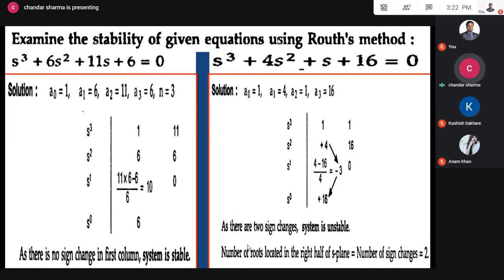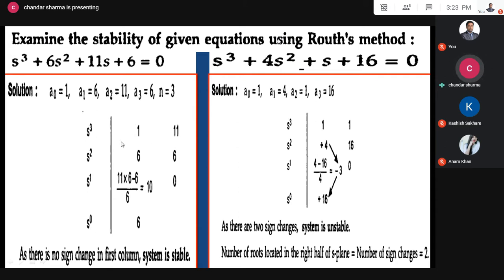s cube plus 6s square plus 11s plus 6. Here you can see the order of the system is 3, so we have to construct the Routh's array. So it is s cube, s square, s to the power 0. The first coefficient is 1.